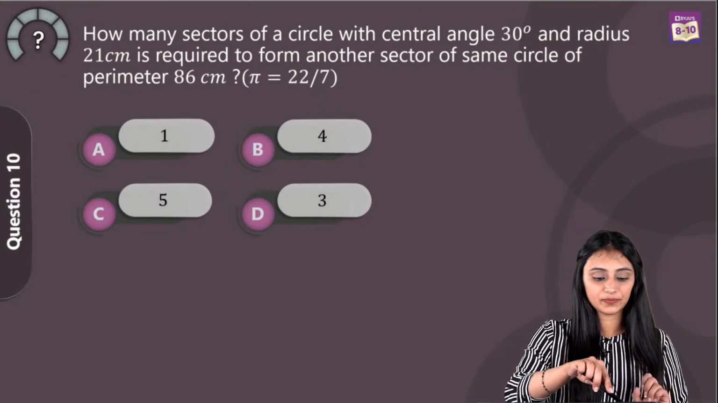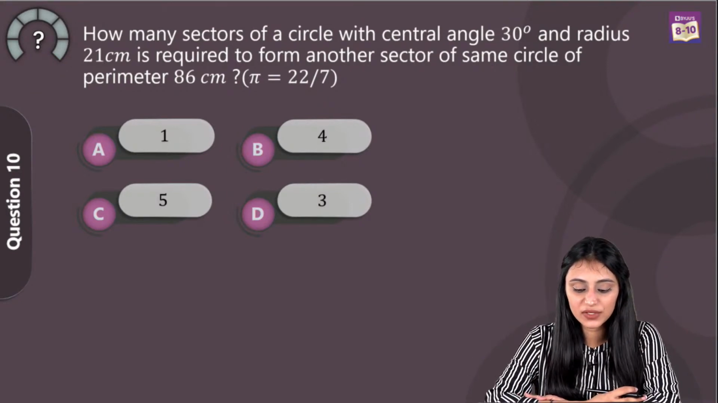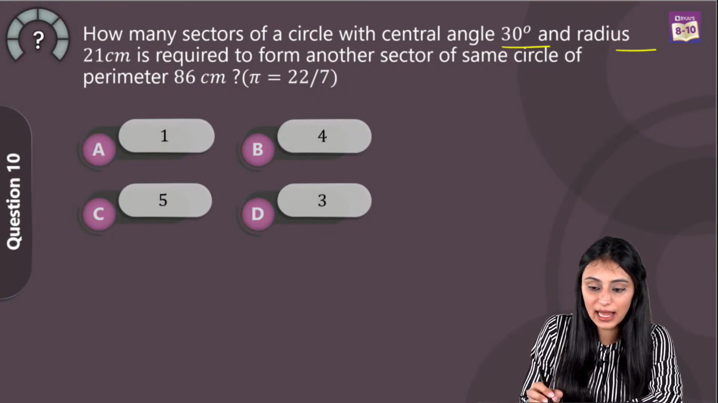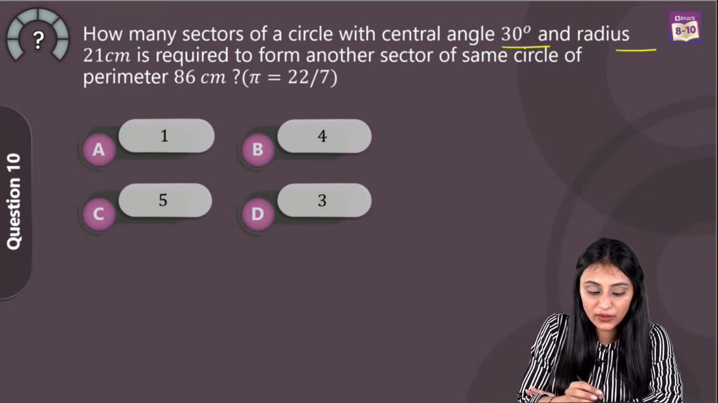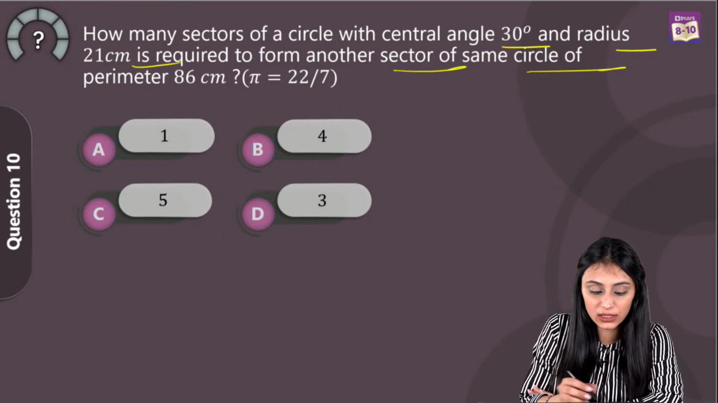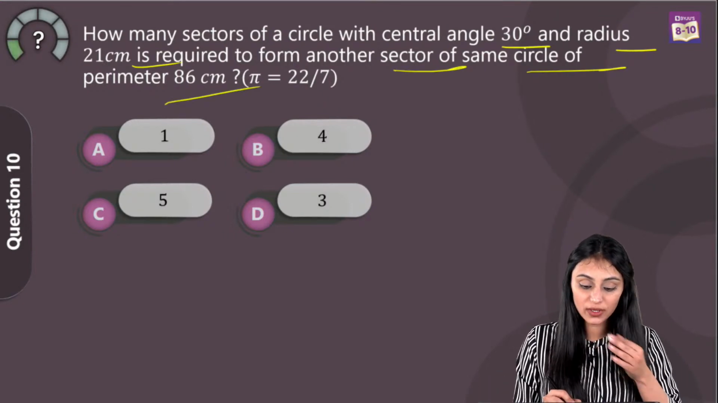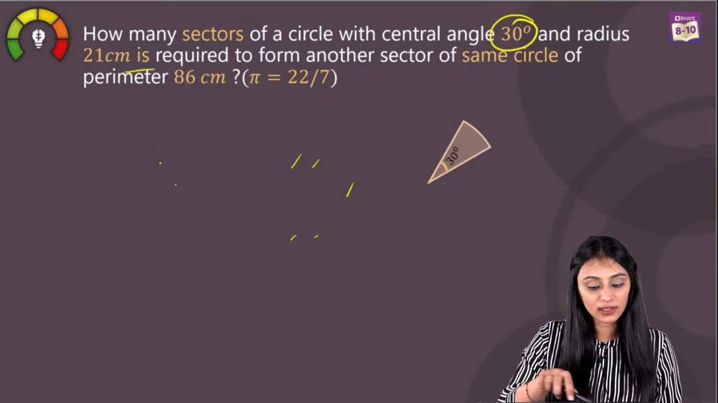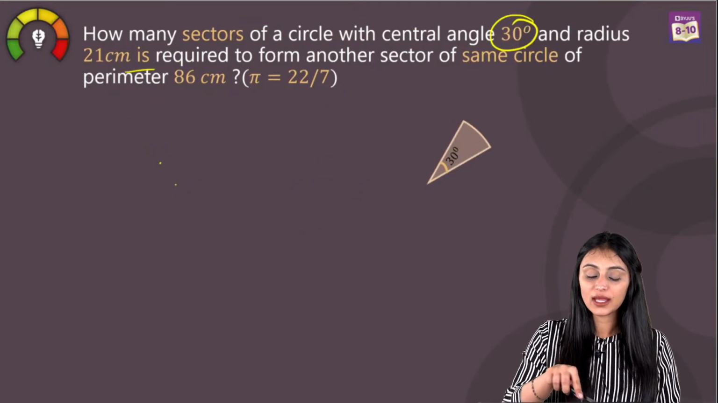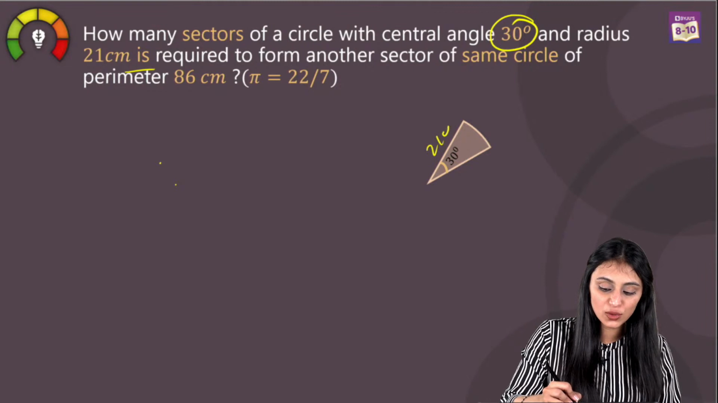All right, so the question is: how many sectors of a circle with central angle 30 degrees and radius 21 centimeters are needed to form another sector of the same circle with perimeter 86? So here we have this sector, its central angle is 30 degrees, you can see, right? Its radius is also given.